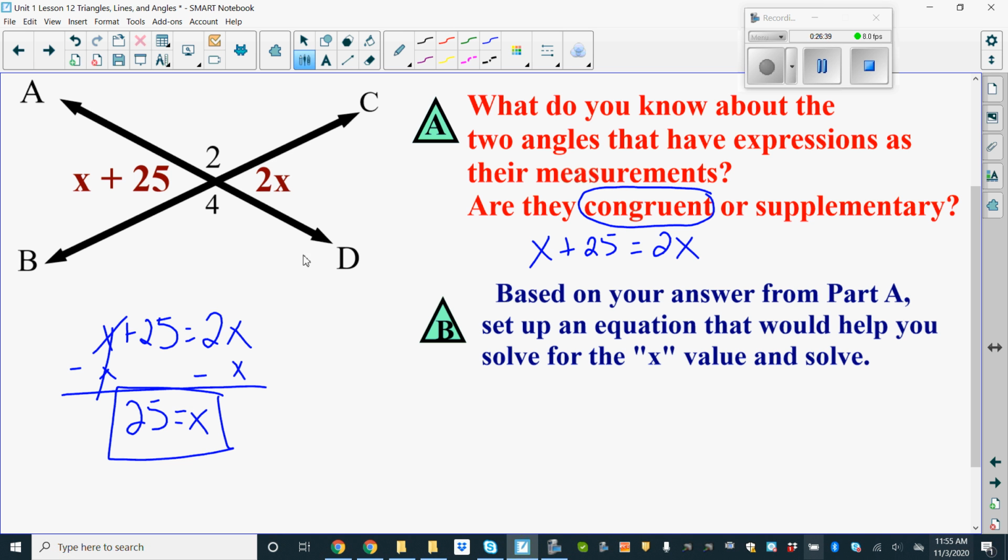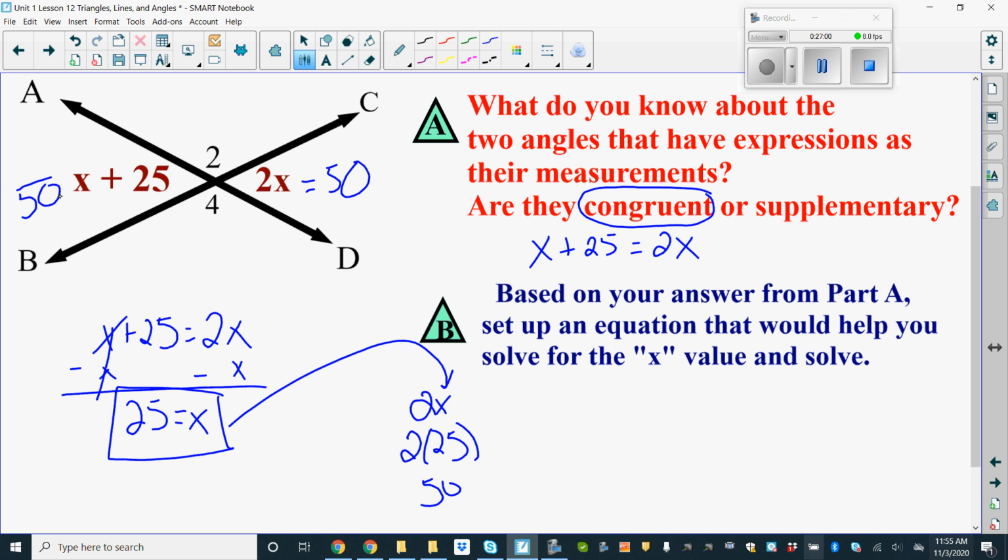So now we solve for just the x value. To solve for this angle measurement, we take the 2x expression. Wherever x is, I'm going to substitute in the x value. So 2 times 25 is 50 degrees. If this is 50, we know that this should be 50 as well. But we could check our work just to make sure. We have x plus 25 as the other expression. Wherever x is, you replace with 25. So 25 plus 25 equals 50. And we are done.